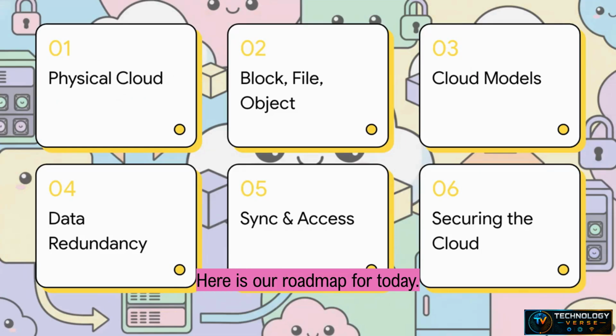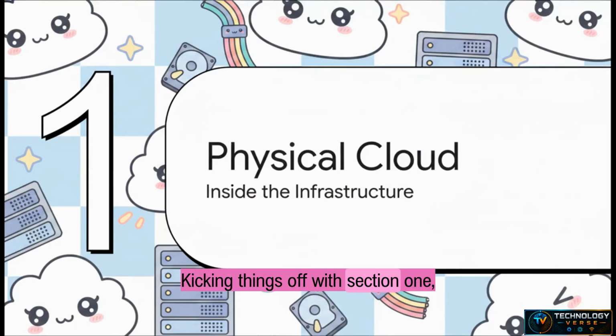Here is our roadmap for today. We're going to cover 1. Inside the physical cloud. 2. Block, file, and object storage. 3. Choosing your cloud model. 4. Data redundancy and availability. 5. Cloud synchronization and access. And finally, 6. Securing the cloud. All right, kicking things off with Section 1, Inside the Physical Cloud.